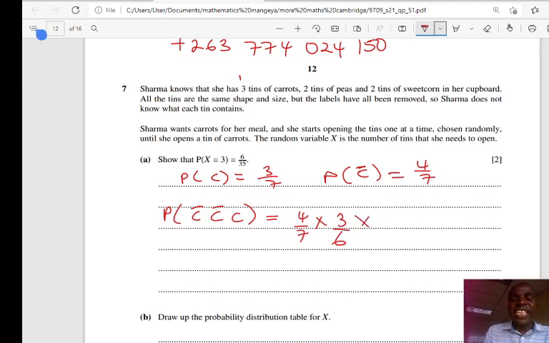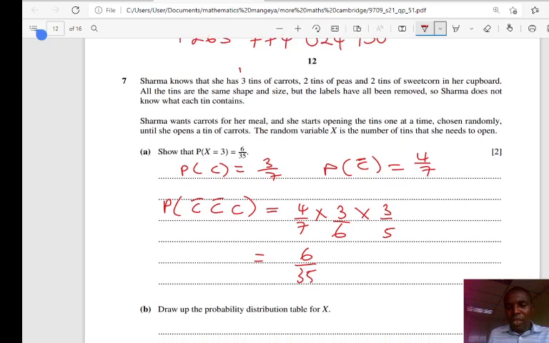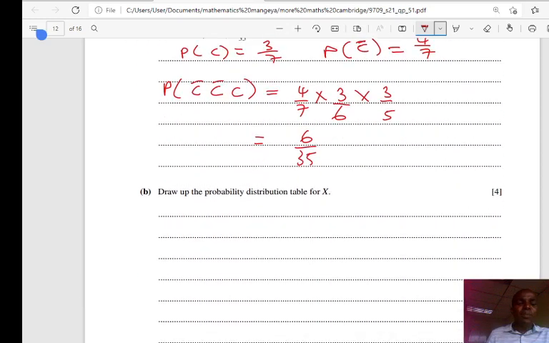Then the last one will be the carrot. But the carrots now will be 3 over total, there will be 5 tins altogether. Then simplifying this one, 4 over 7 times 3 divided by 6, that's 0.5, times 3 divided by 5, you get 6 over 35. So that's shown. Done. Next question, draw up the probability distribution table for X.